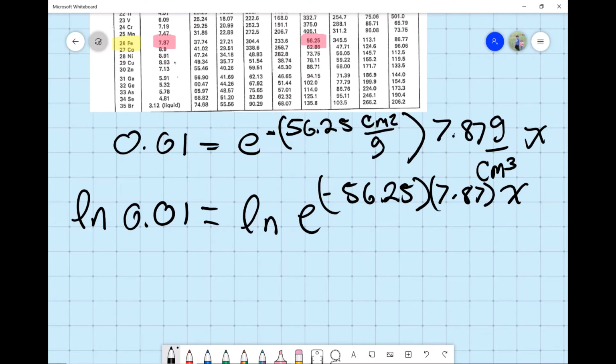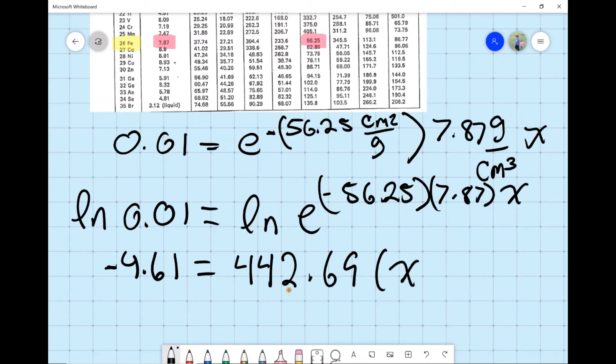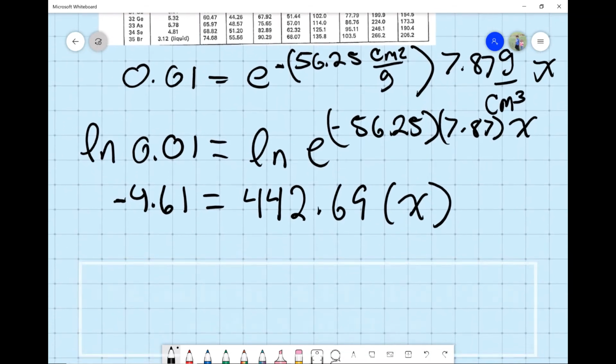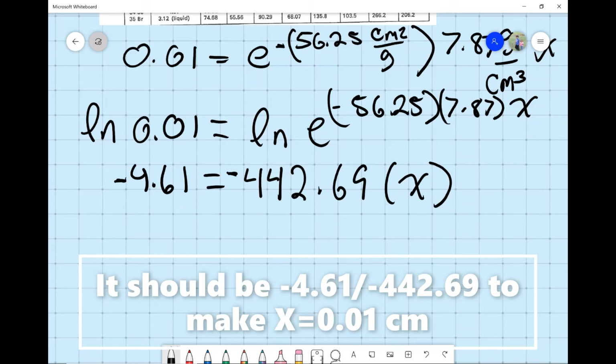Ln 0.01. So I got negative 4.6. I'm going to round up to 4.61. And this equals, the ln and the e are going to cancel out. So it's simply negative 56.25 times 7.87. And I got 442. We'll round that up. 69 x. And we know x is going to be in centimeters. And it's a negative. And so we want to divide this by 4.61.